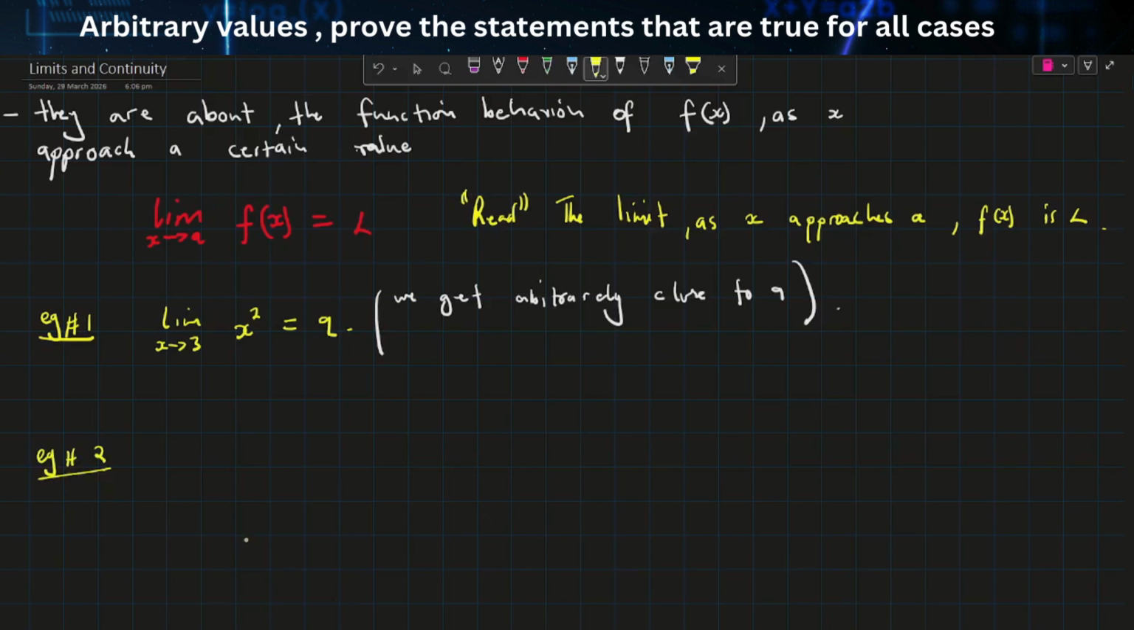Example 2 will say the limit as x approaches positive infinity of 1 on x is equal to what? As much as we are getting closer to positive infinity, actually, let's give this graph, it is something like this.